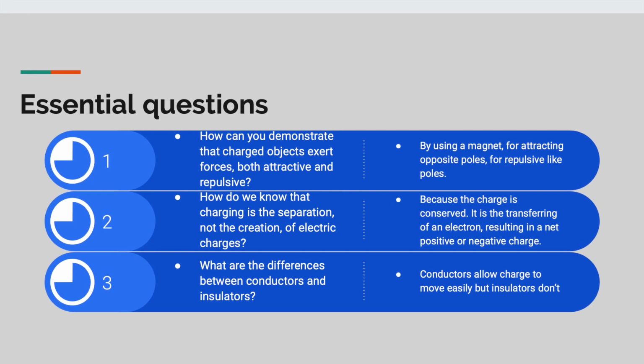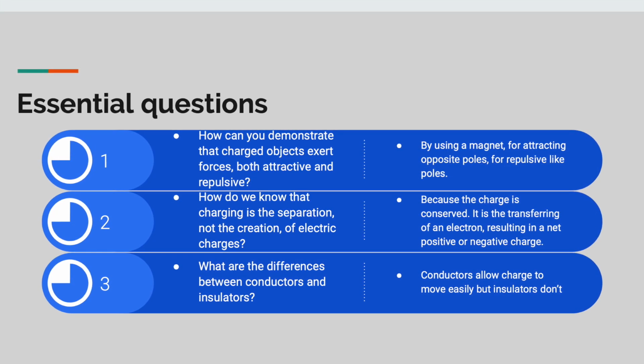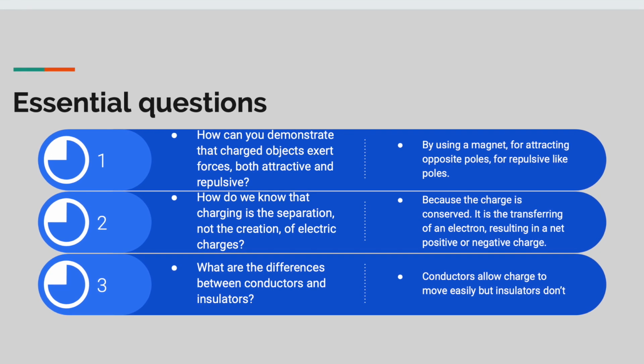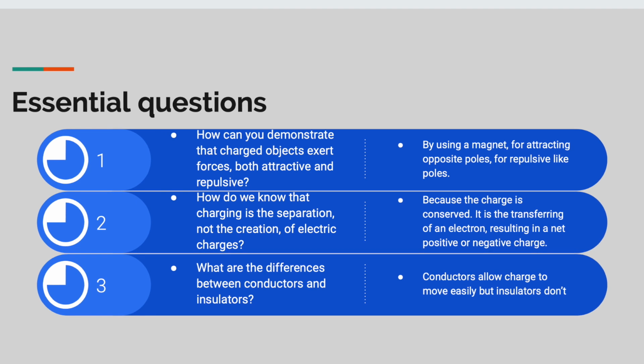Now what are the differences between conductors and insulators? A conductor, as stated earlier, will allow charges to move through it easily, while the insulator won't.